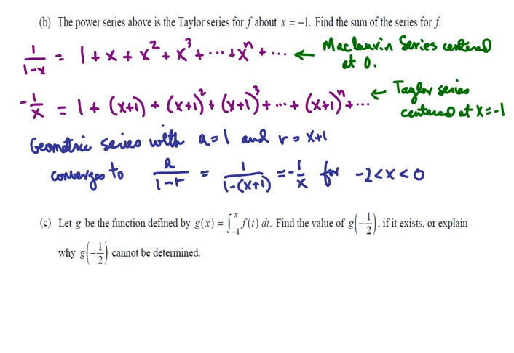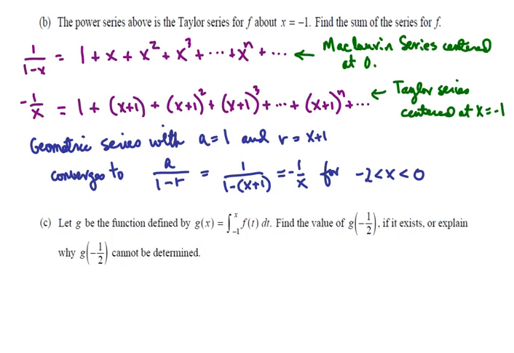Okay, in part C, we have g, which is a new function, defined by g of x is equal to the integral from -1 to x of f of t dt. And we want to find the value of g of -1/2 if it exists, or explain why g of -1/2 cannot be determined.